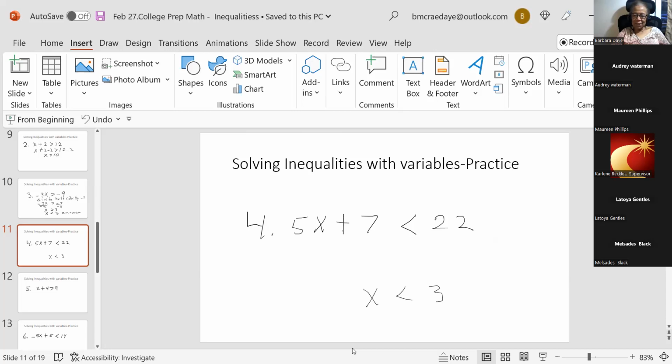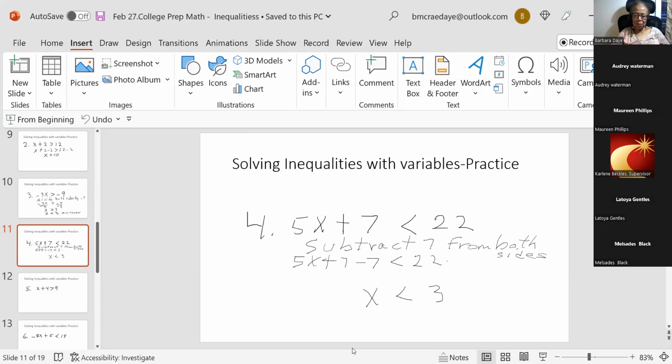Okay, now Latoya, explain to Mercedes what we do because you said she got lost. What do you do first? First I subtract 7 on both sides. Okay. Mercedes, ask Latoya any questions if you're having a problem. Subtract 7 from both sides. So you got 5x plus 7 minus 7, and 22 minus 7.